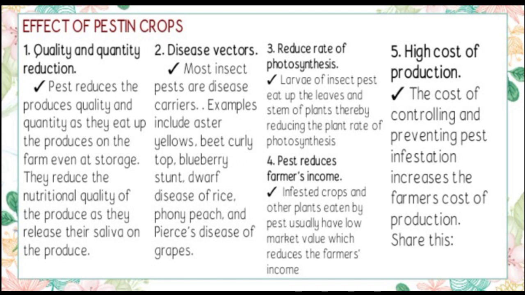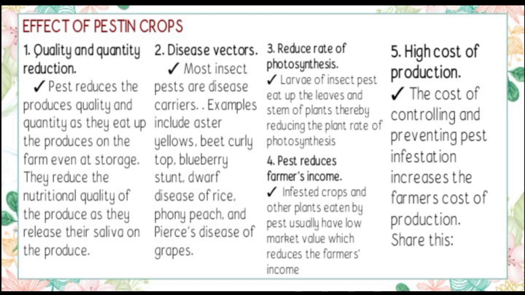There are 5 types of effects of pests on crops. First is quality and quantity reduction. It reduces the produce quality and quantity as they eat up the produce on the farm, even in storage. Next is disease vectors. Most insect pests are disease carriers. Examples include aster yellows, beet curly top, blueberry stunt, and dwarf disease of rice.